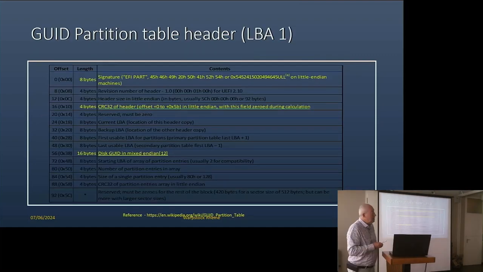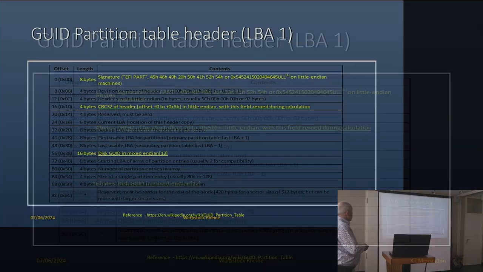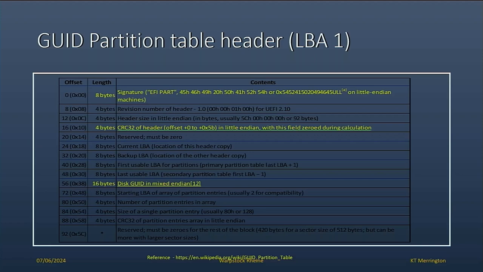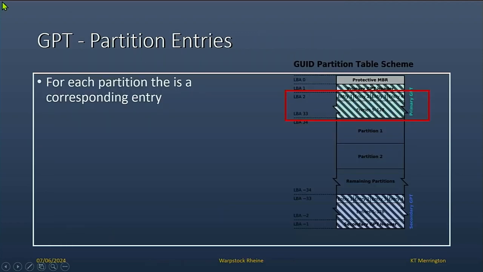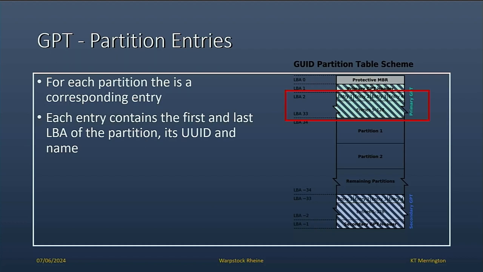Here you can see the table. The very first part is the EFI partition header. Here we have a CRC and we have a disk ID. This is 16 bytes long. This identifies the disk. For each partition, there's a corresponding entry in the blocks LBA2 up to what have you. Each entry contains the first and last LBA of that partition, and its UUID. So we have a UUID for the disk and for each partition. Be careful, they are different.